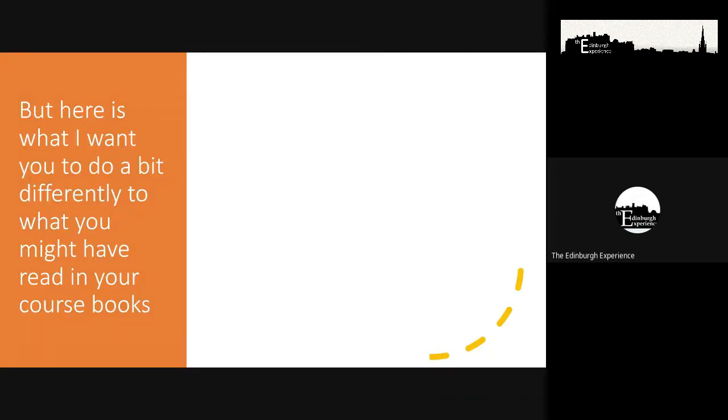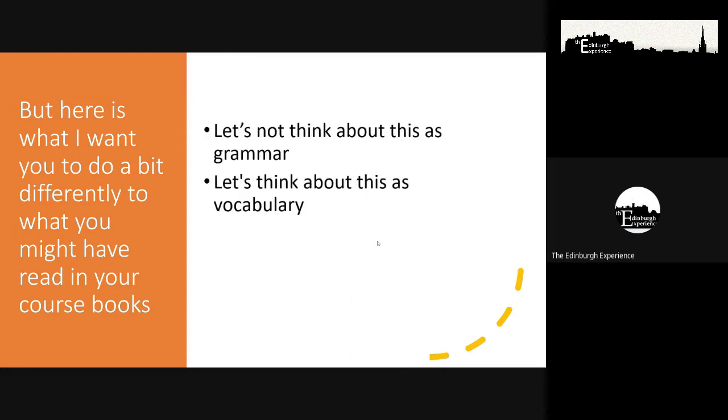But here is where I really want you to think a little bit differently, everyone, from what you have probably read in your course books. So if you've studied modal verbs before, it's usually presented as grammar, okay? And today, I don't want us to think about this as grammar. Yeah, instead of as grammar, we're going to think about it as vocabulary.